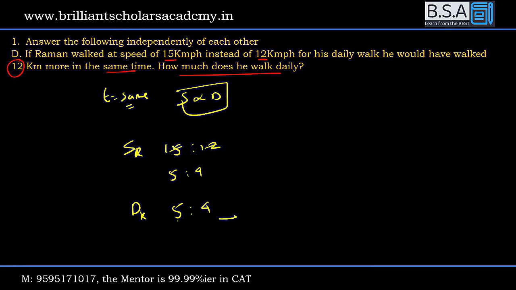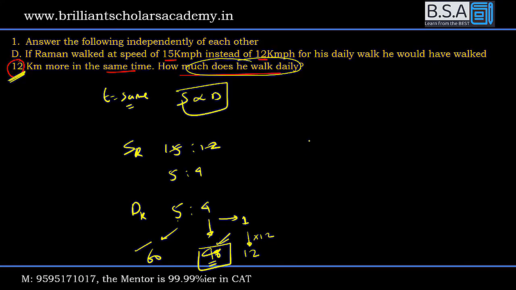How much more do you see? 4 and 5. I see one more. How many kilometers did he actually travel more? 12. 1 must become 12. So this will be 60 and this will be 48. Now he walks daily. Daily he walks this. Today he walks more. So daily answer would be 48 kilometers.